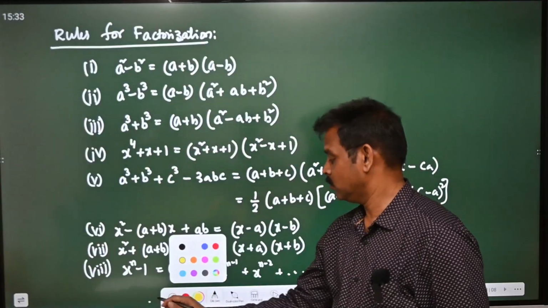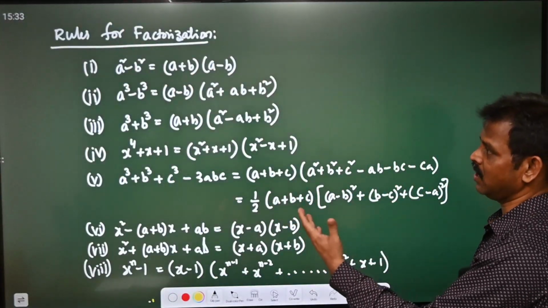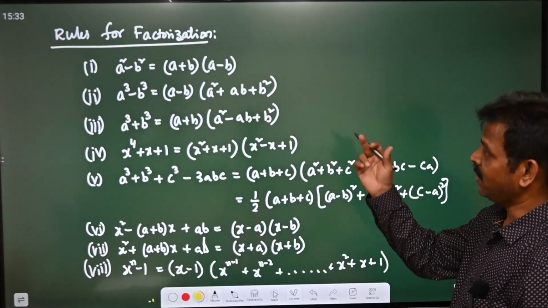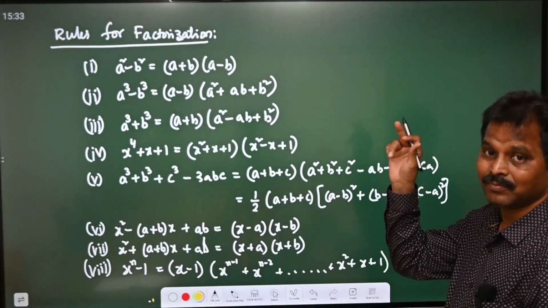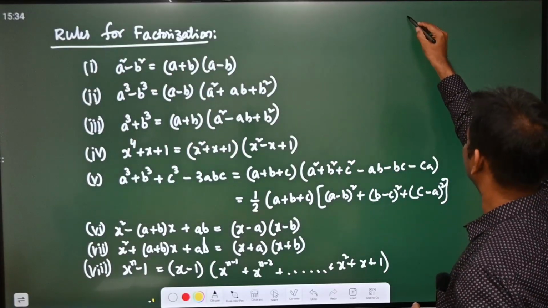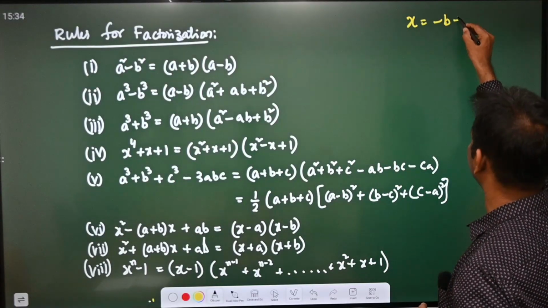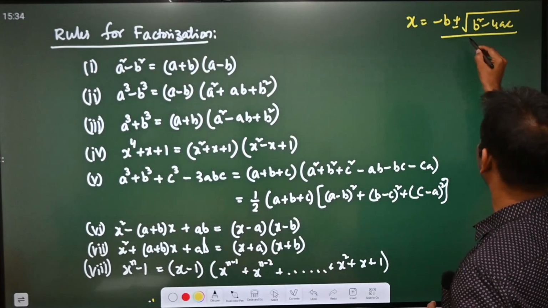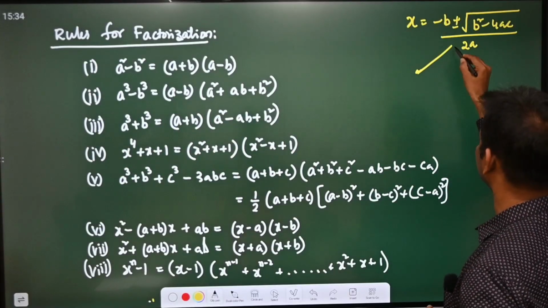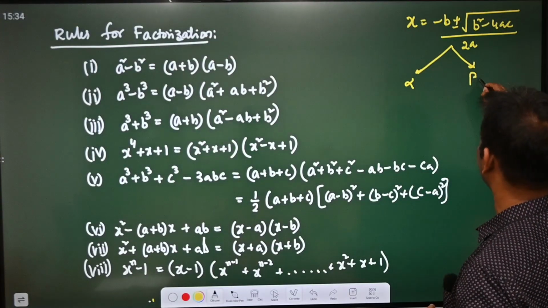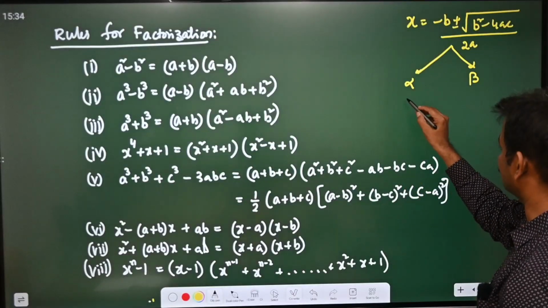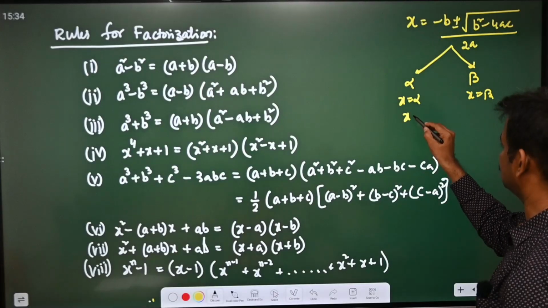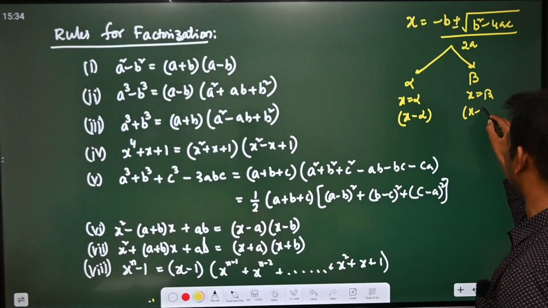Rules for factorization. This is the continuation of yesterday's topic, that is finding roots of an equation by finding the discriminant first. In the previous class we used x = (-b ± √(b² - 4ac)) / 2a. From this you will get two roots. We call those roots alpha and beta. Then x is equal to alpha, x is equal to beta, so this is x minus alpha, this is x minus beta.